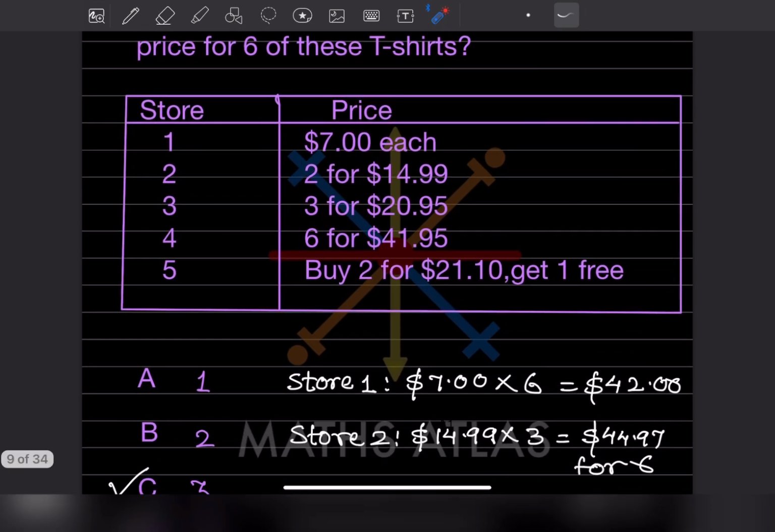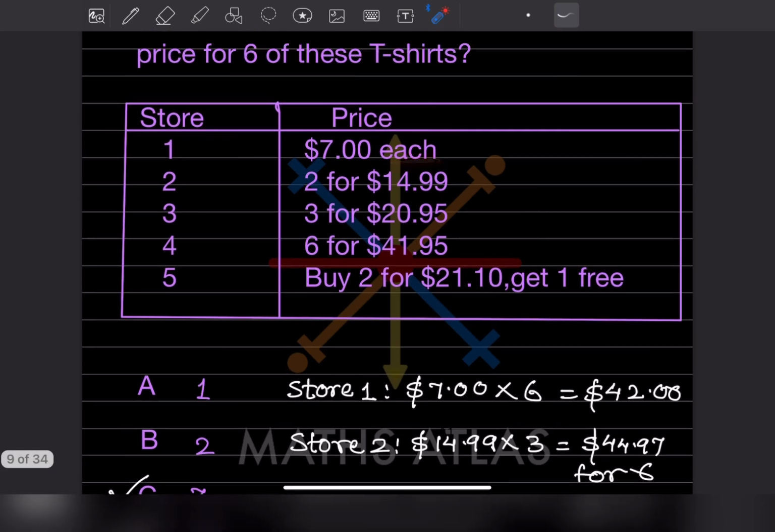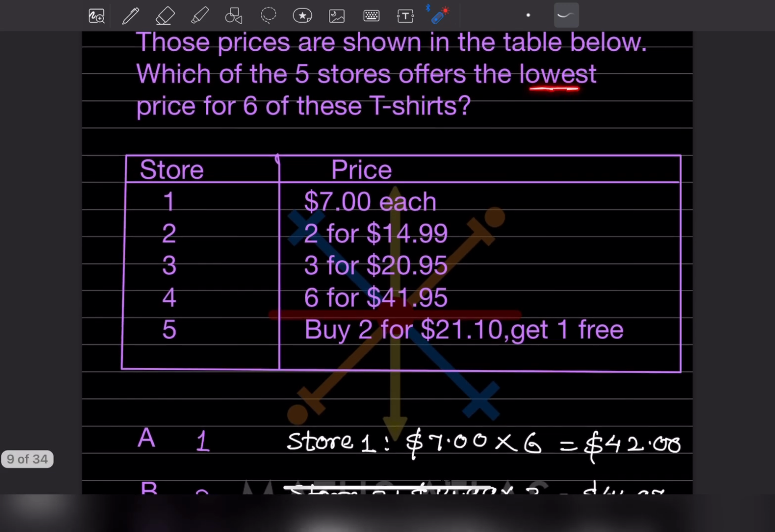So now what will I do? Here we will see store 1, 2, 3, 4 and 5, and these are the prices given. Now what we can see here is that this is given for each. So they want the lowest price for 6 t-shirts.